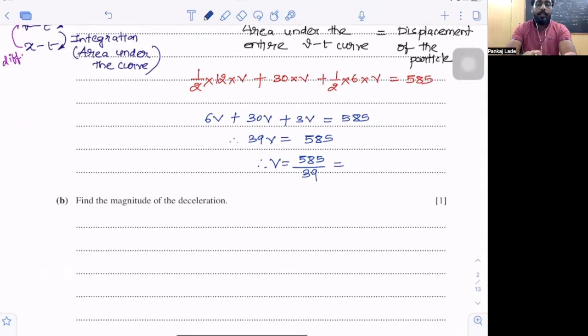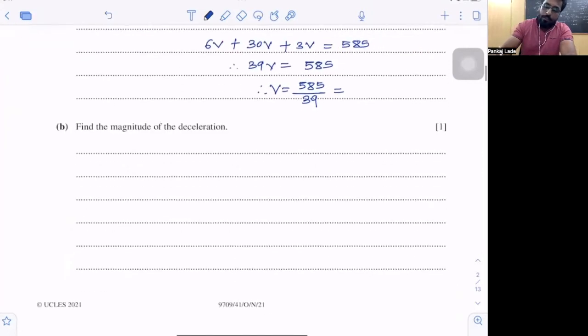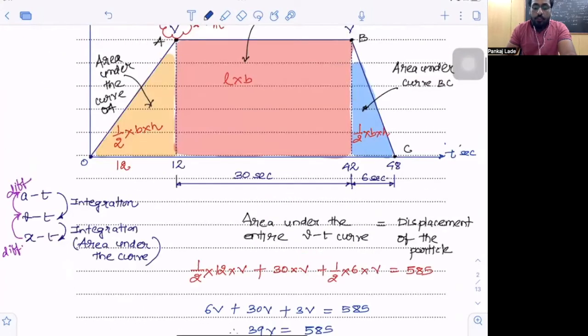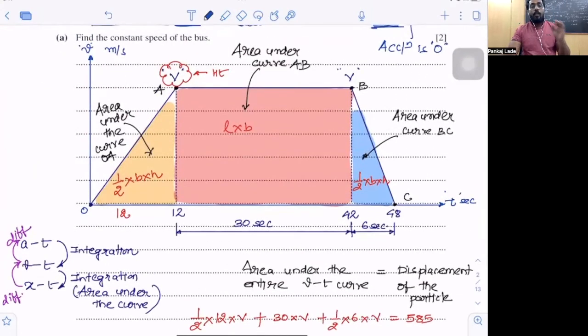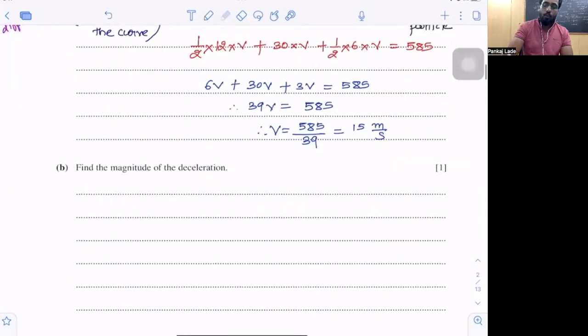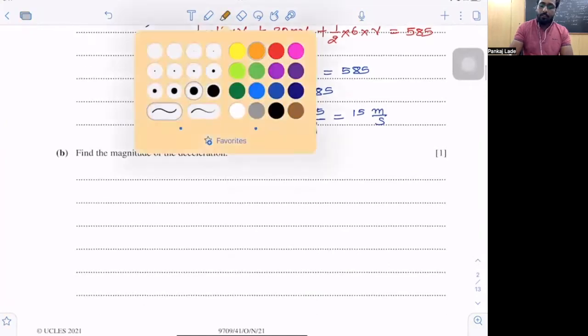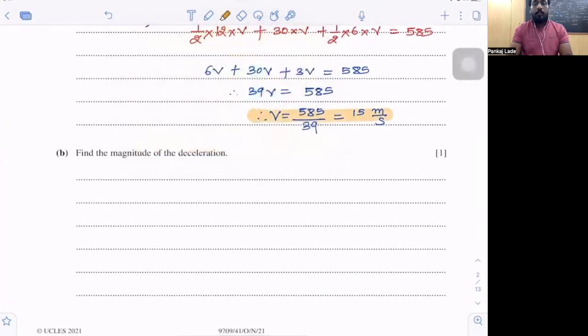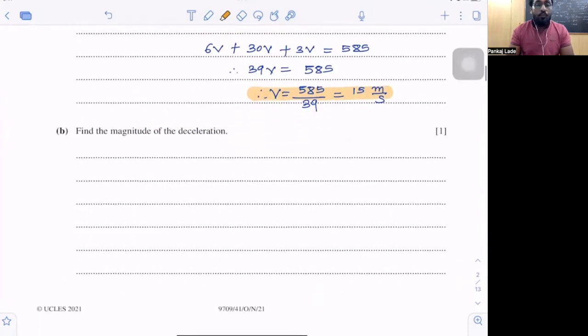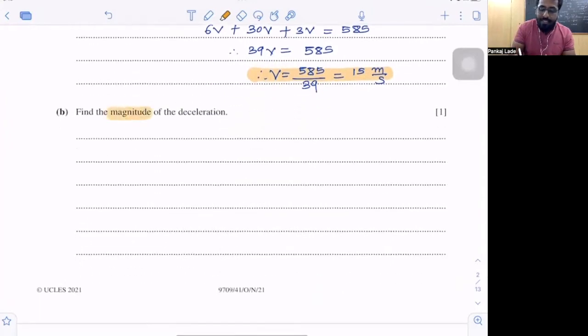So I quickly take the calculator. My answer is going to be 585 divided by 39. It's 15. And students, you have found the velocity. So it's going to be 15 meter per second. So what's the constant velocity that you have got? The constant velocity or the constant speed of the bus is 15 meter per second. So that's your answer. I'm going to just shade that answer, 15 meter per second.